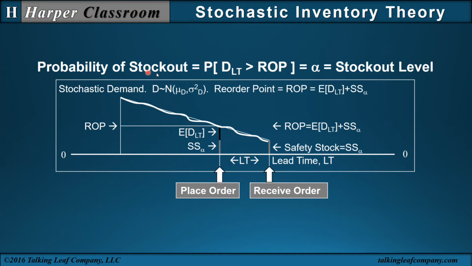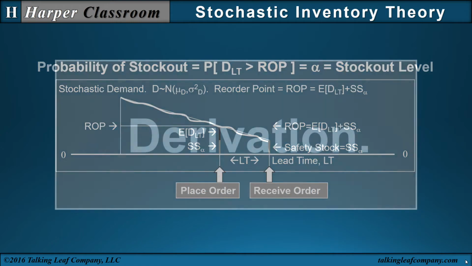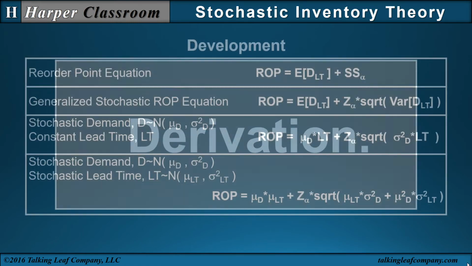The probability of stock out is the probability that our demand during lead time is greater than the ROP, and that's expressed as alpha, which is called the stock out level. The stock out level can be used to determine the safety stock. And when it is, the safety stock is called statistical safety stock, which is the subject of this video. So let's look at the derivation of the equations.